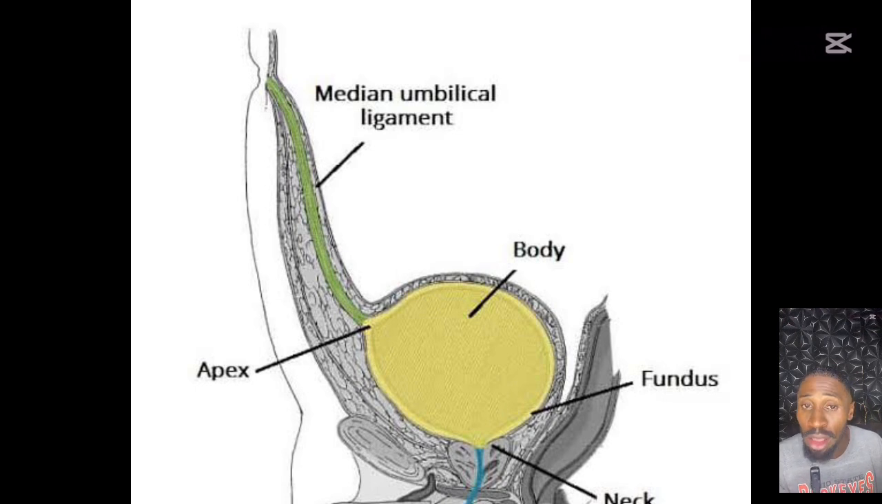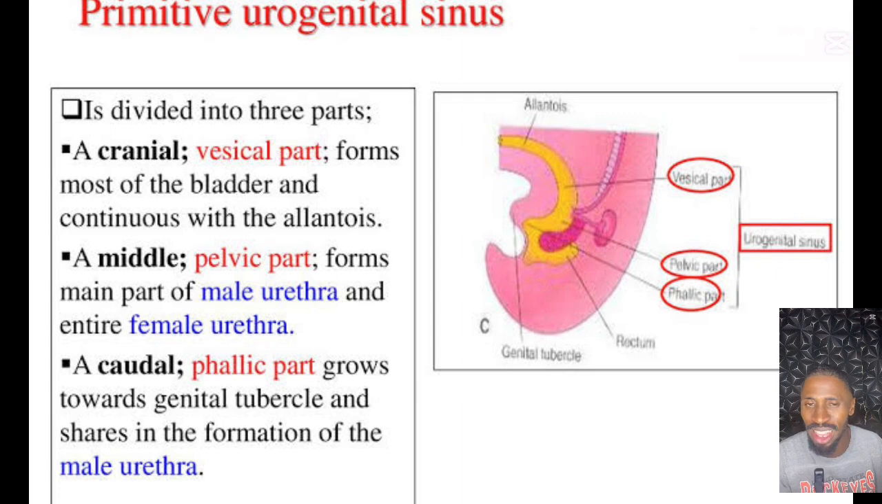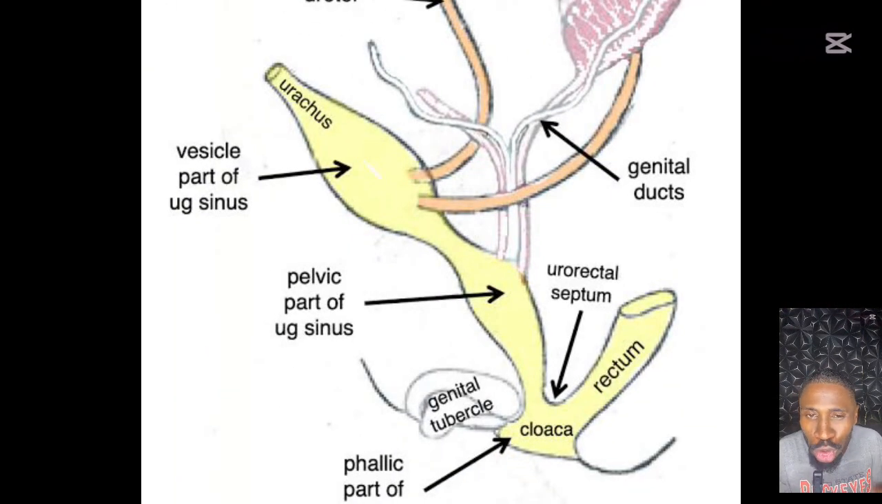Now the last part, which is the smallest part, is the phallic part of the urogenital sinus. The phallic part of the urogenital sinus has different development for male and female, but at first it is flattened from side to side. Its development is different, because as the genital tubercle continues to proliferate, what happens?